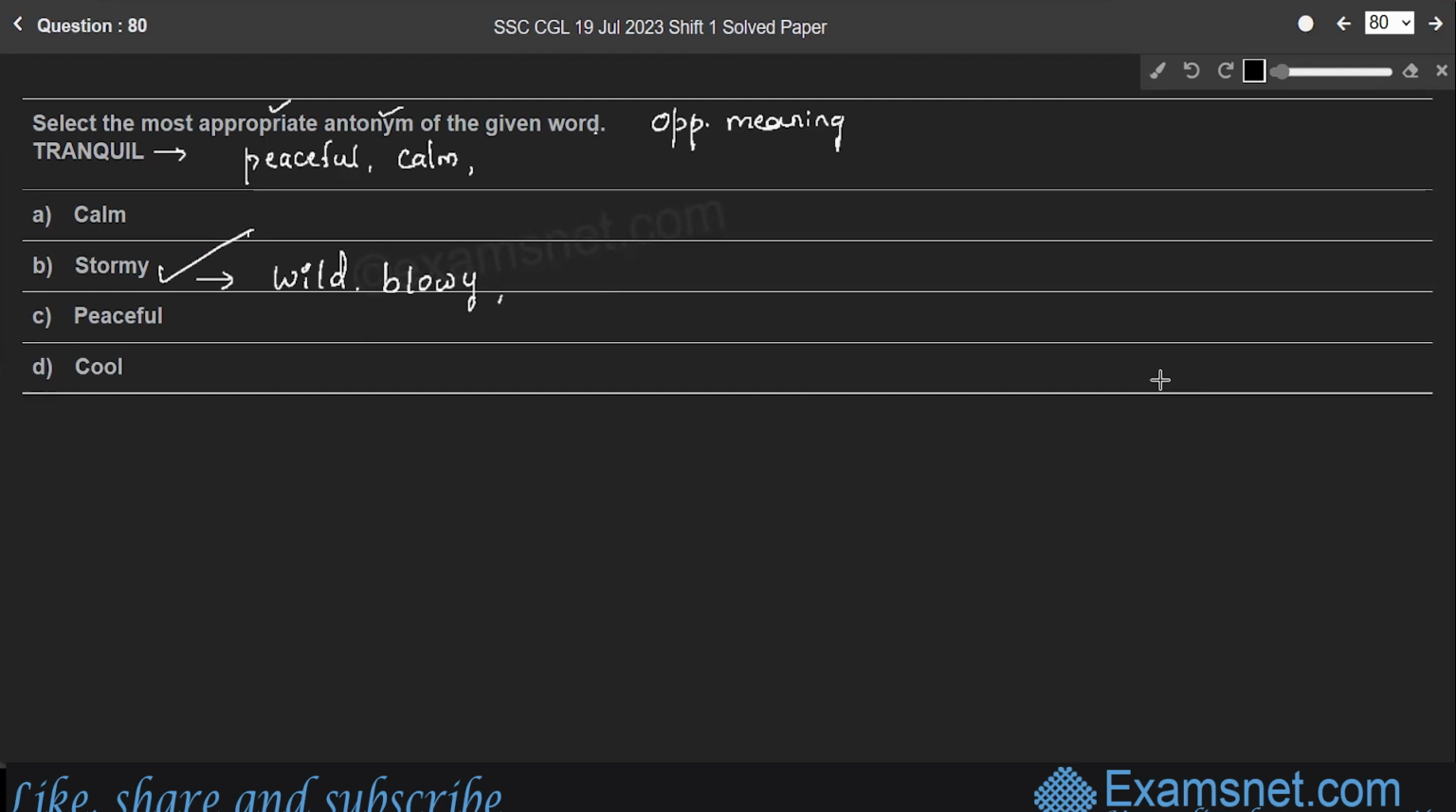So which gives the opposite meaning of the given word tranquil. Strong wind is also a synonym of storm. For example, the weather was stormy and dark on that day, which is wild or blowy. So it gives the opposite meaning to tranquil. Option B is the right answer. Whereas calm, peaceful, and cool are the synonyms for tranquil. Option B is the antonym of the given word.